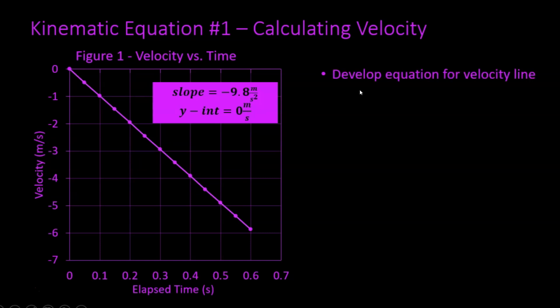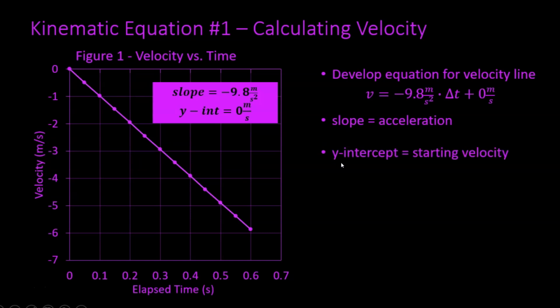Now let's move on and develop the equation for this line. We know, using our template, the dependent variable velocity is going to be equal to the slope, negative 9.8 meters per second squared, times the independent variable, which is elapsed time, plus the y-intercept. So these are specific numbers for our data that we plotted in figure 1, but we want to make this a general equation that we can use all the time. We know that the slope equals the acceleration, and the y-intercept is the starting velocity at time equals 0. We can make these substitutions to come up with the general velocity equation.